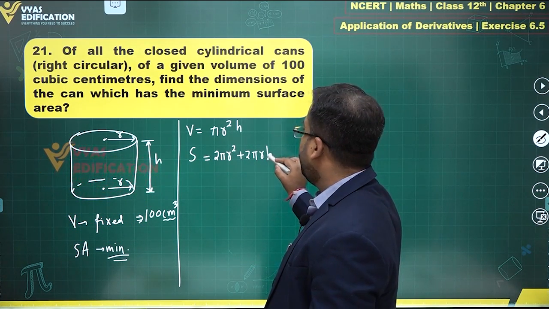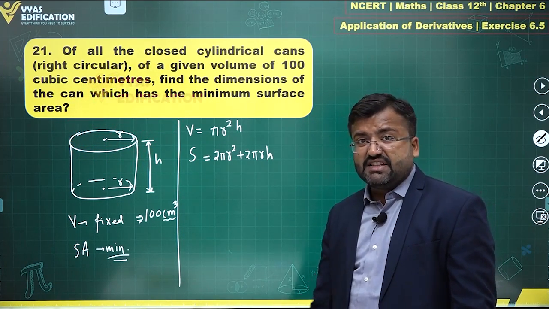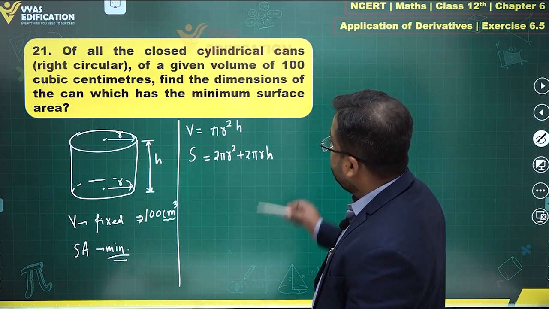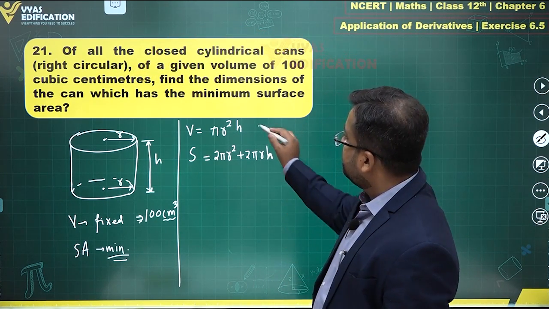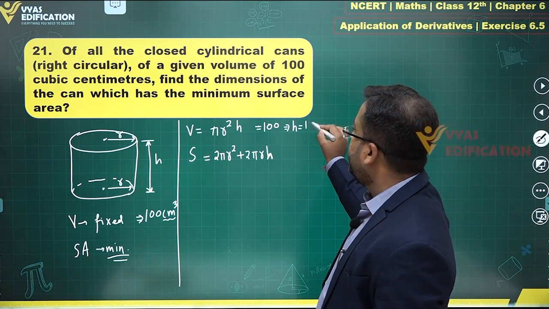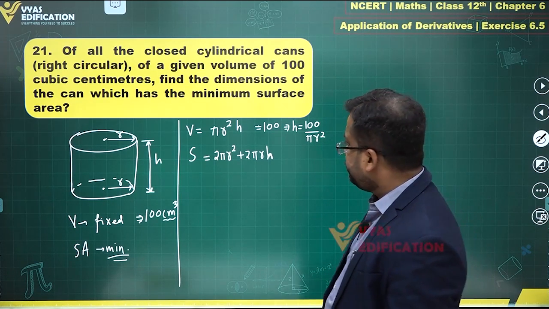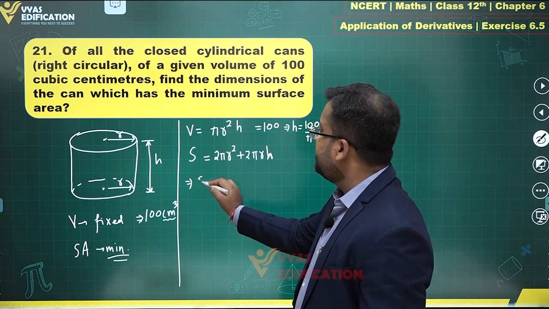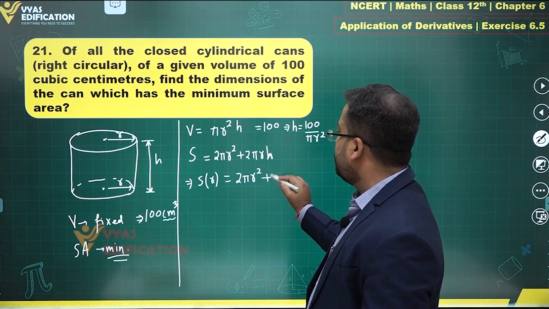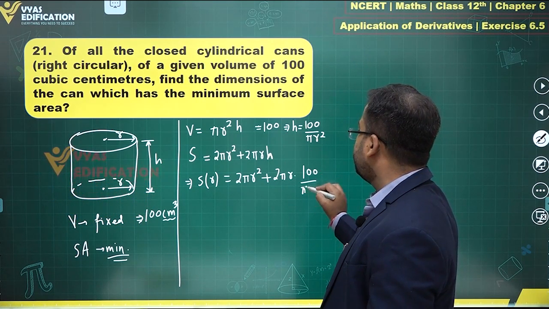If you want to differentiate S, because we want to minimize this S, we'll have to write S in terms of a single variable. Let's eliminate one of the variables with the help of this. This is equal to 100, by the way, right? So that tells me h is equal to 100 upon pi r square. This becomes S of r is equal to 2 pi r square plus 2 pi r times h, which is 100 upon pi r square.